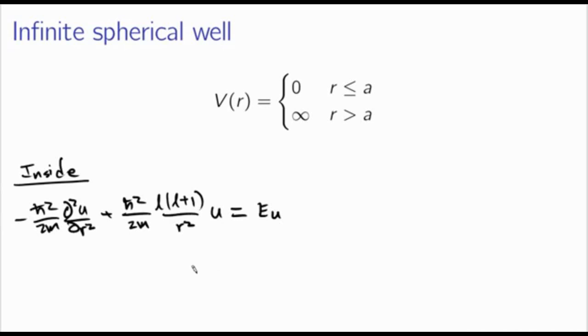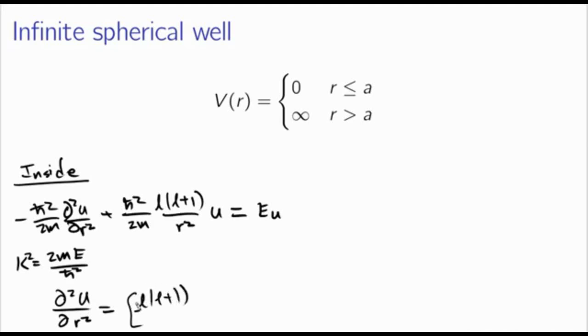We can simplify this a little bit if we make the same sort of substitutions that we made when we were working with the one variable particle in a box. Namely, let's define k squared to be equal to 2me over h bar squared, effectively multiplying through by h bar squared over 2m. And what we get when we do that is the second derivative of u with respect to r squared is equal then, rearranging terms, to L plus 1 over r squared minus k squared, our constant which includes the energy, times u. That's the equation we have to work with. And we'll solve that in a minute.